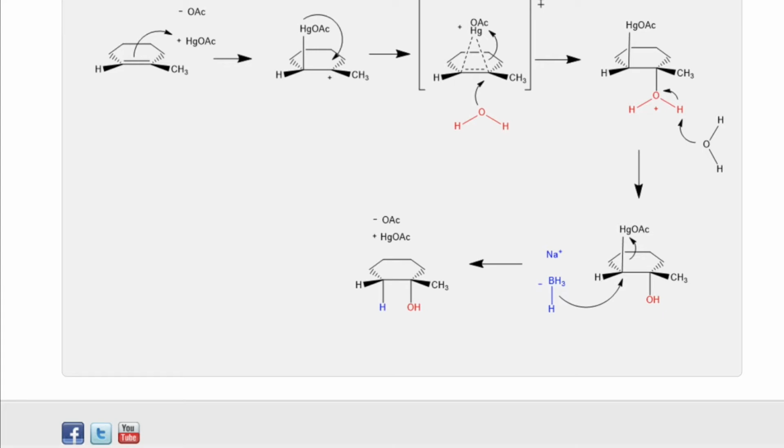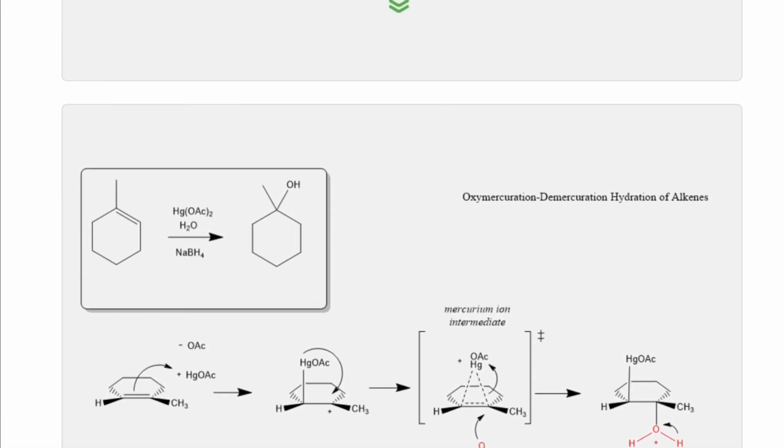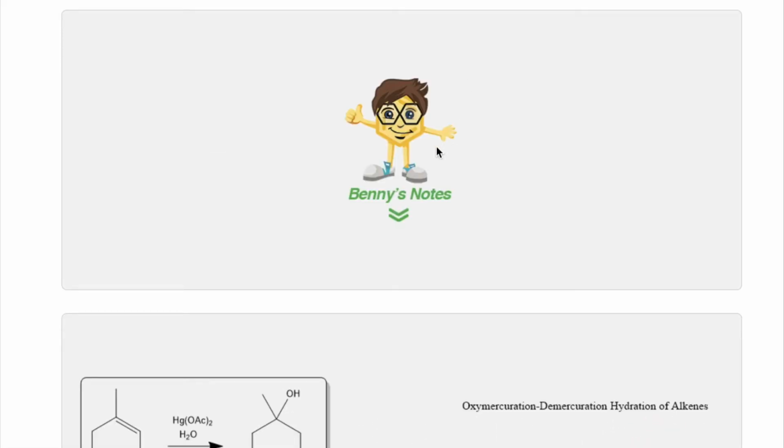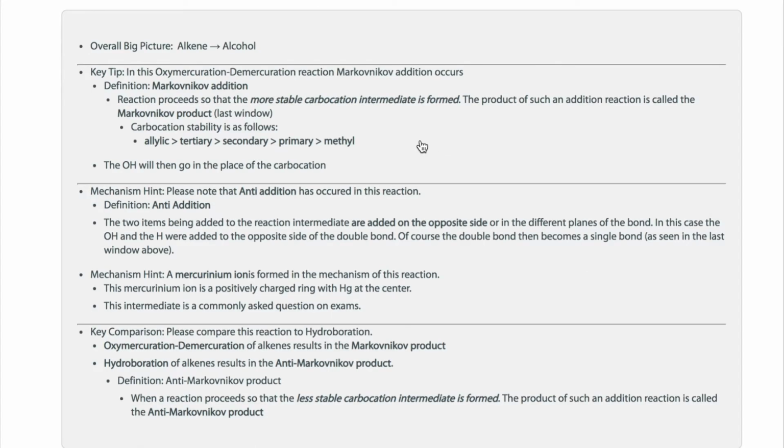Here at StudyOrgo, we like to give you the tips and tricks to help you prepare for getting ready for the exam. The overall big picture of this oxymercuration-demercuration reaction is transformation of an alkene into an alcohol.